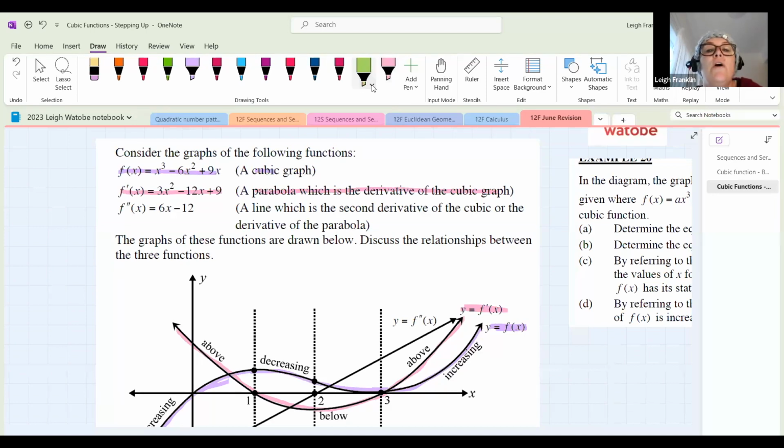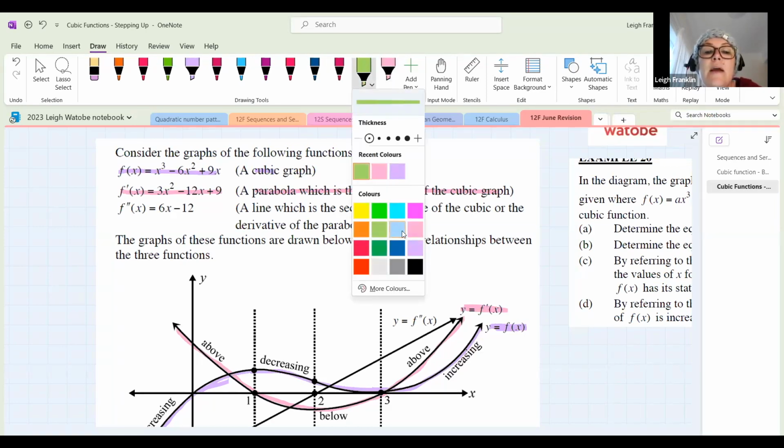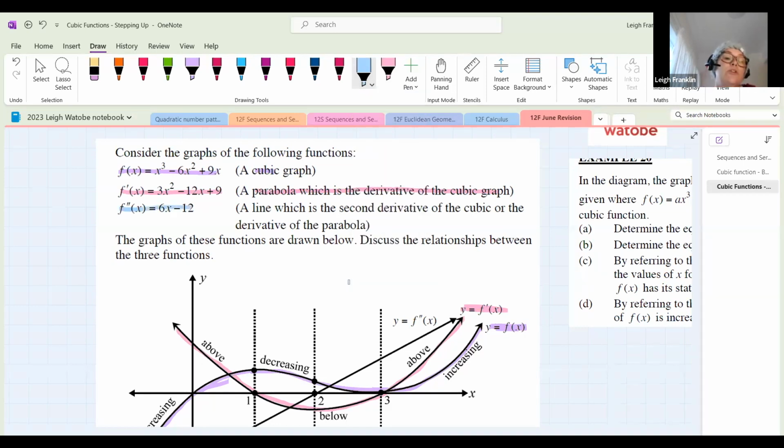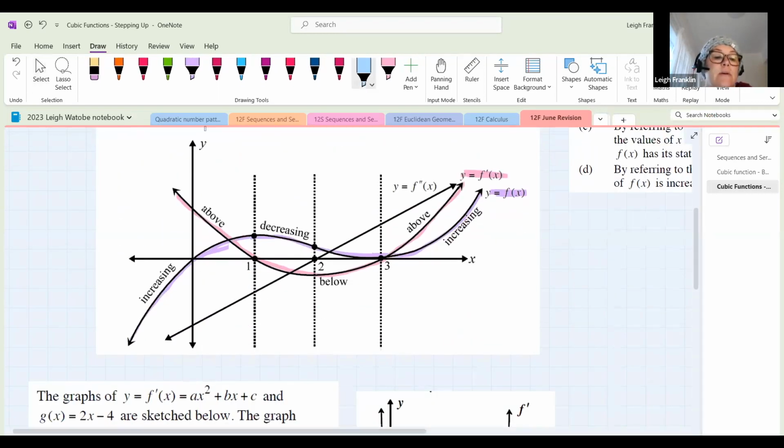And the last graph, let's choose a nicer color than that. We'll go with blue, is our second derivative, which is f double prime x equals 6x minus 12. And this is a straight line. It is the second derivative of the cubic or the first derivative of the parabola. Okay, so let's highlight that. And then we can look at some of the interesting relationships that start to emerge between these three functions.